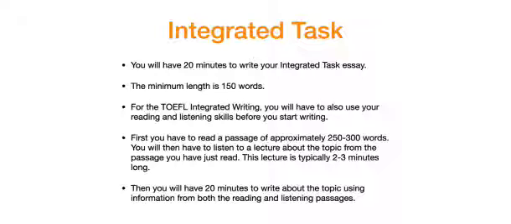Integrated task. You will have 20 minutes to write your integrated task essay. The minimum length is 150 words. For the TOEFL integrated writing, you will have to also use your reading and listening skills before you start writing. First, you have to read a passage of approximately 250-300 words. You will then have to listen to a lecture about the topic from the passage you have just read. This lecture is typically 2 to 3 minutes long. Then you will have 20 minutes to write about the topic using information from both the reading and listening passages.